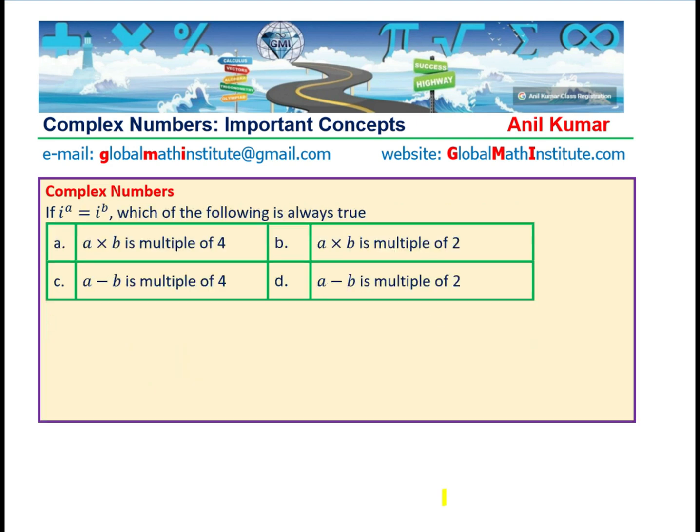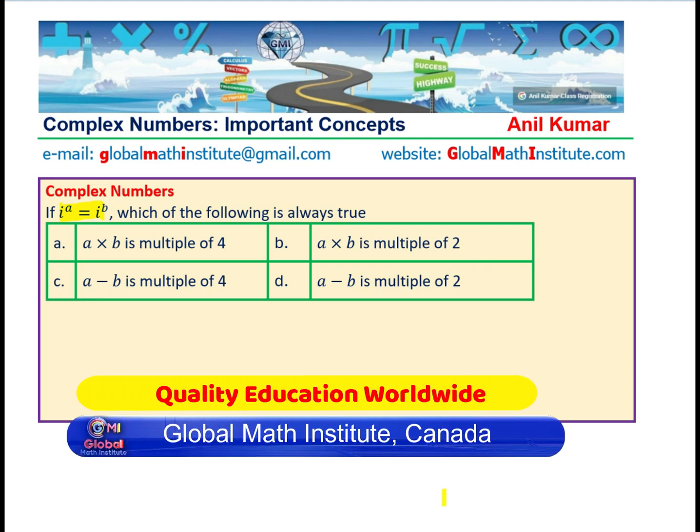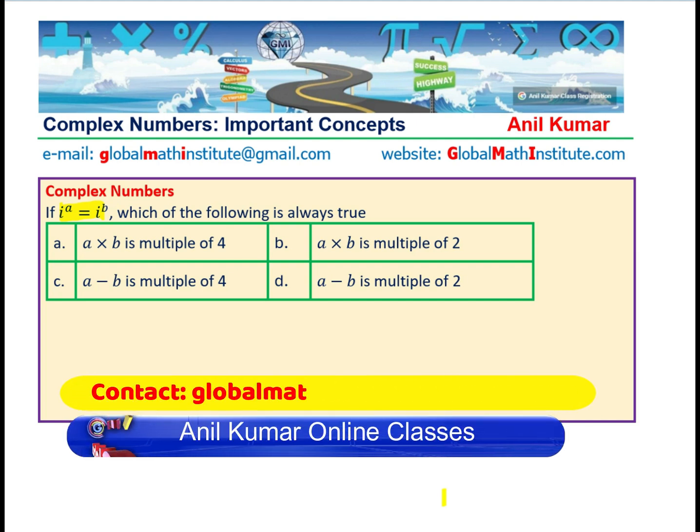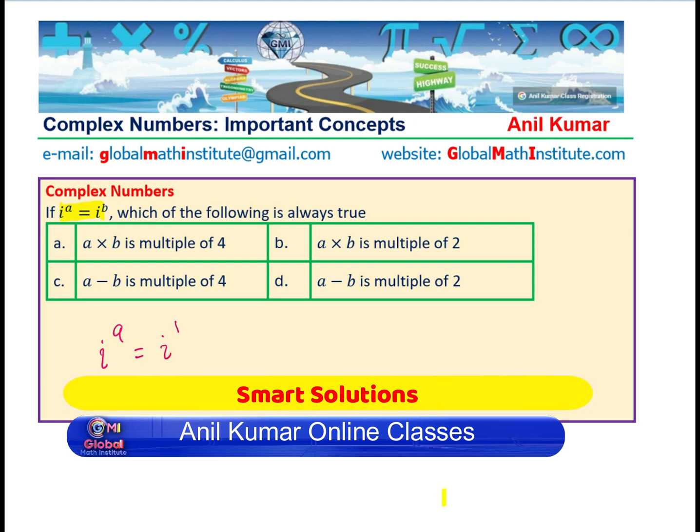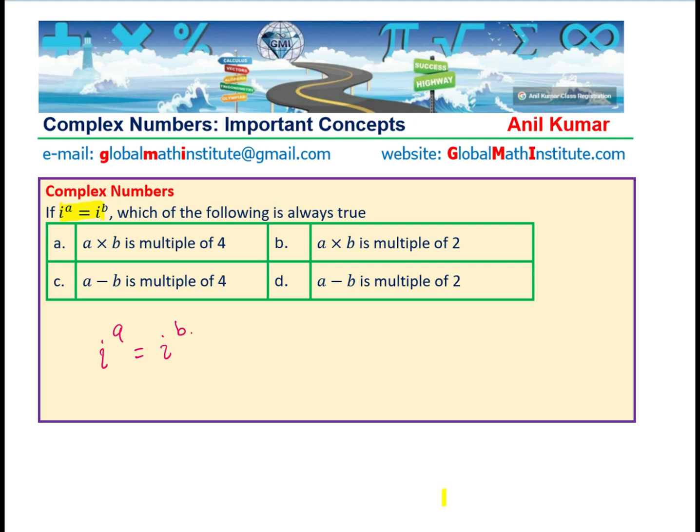So the next question here is, if i to the power of A equals i to the power of B, which of the following is always true? We are given four options, and clearly, what we are looking for is when are they equal, right? So, i to the power of A equals i to the power of B. So, they are always equal when we are multiplying 4, right? So, it is not that A times B is 4. That could create a confusion.